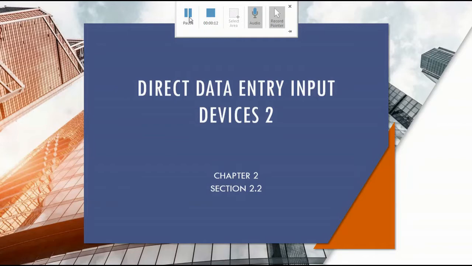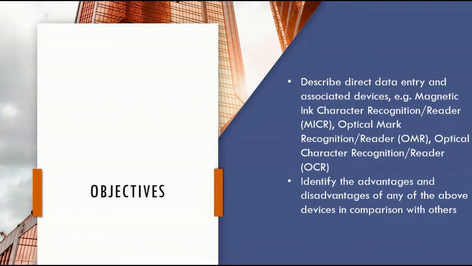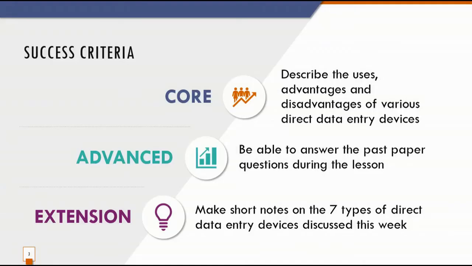We were done with manual input devices and we are now doing direct data entry input devices. So let's see what this is all about. In direct data entry devices, you already saw how we have things like barcode scanners and magnetic swipe readers. You saw how these were direct data entry devices. We are going to further learn a few more direct data entry devices today, and we will try to understand where they are used, what their advantages and disadvantages are.